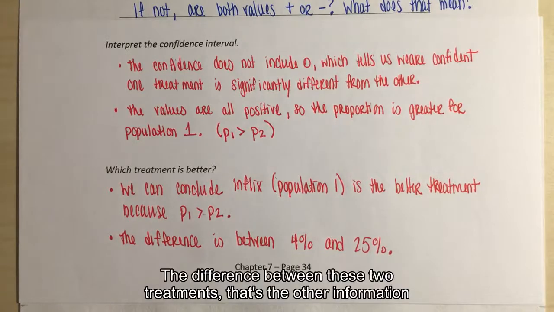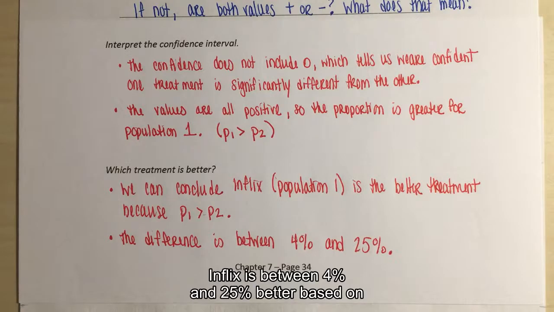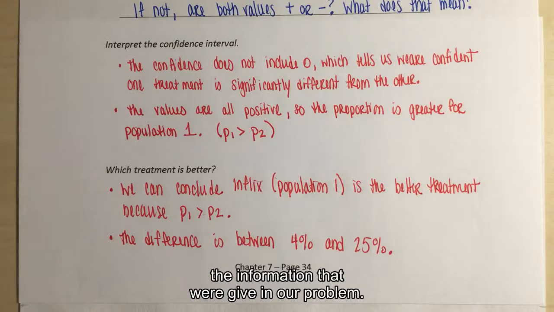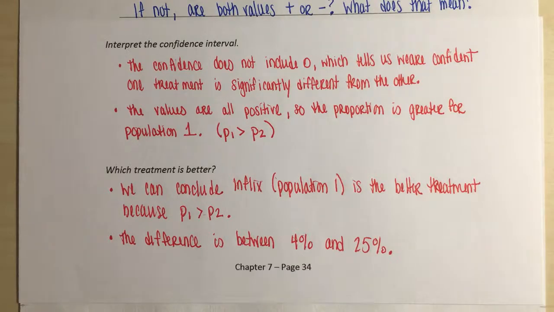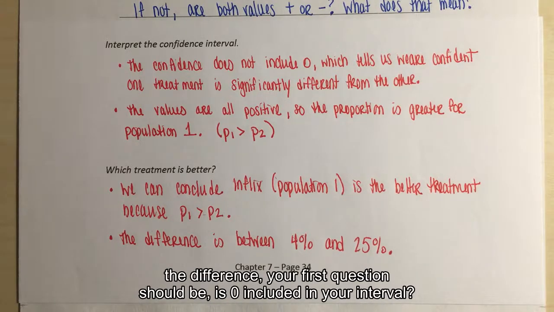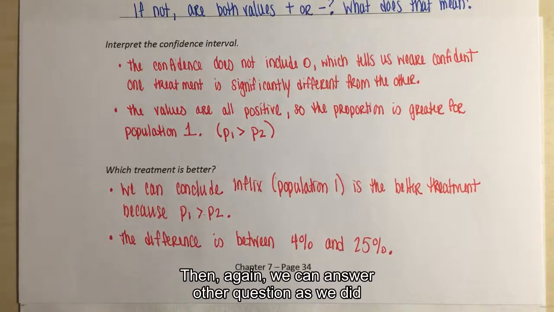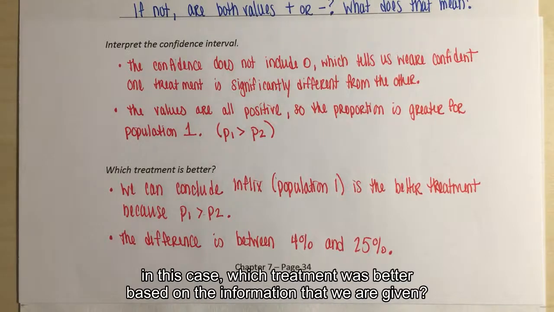The difference between these 2 treatments is the other information that we're given in our confidence interval. So Inflix is between 4% and 25% better based on the information that we're given in our problem. So when you're dealing with confidence intervals and you're looking at the difference, your first question should be, is 0 included in your interval? Are both positive or both negative? And then what does that mean as a result? And again, can we answer other questions as we did in this case? Which treatment was better based on the information that we were given?